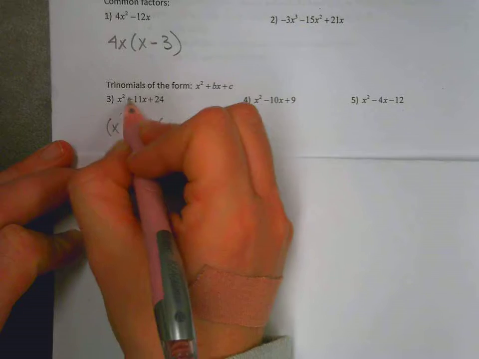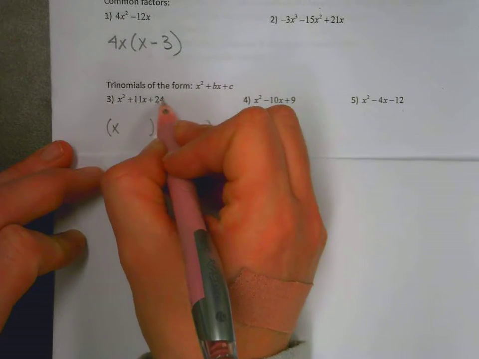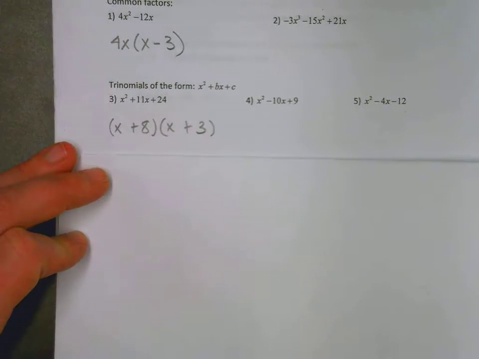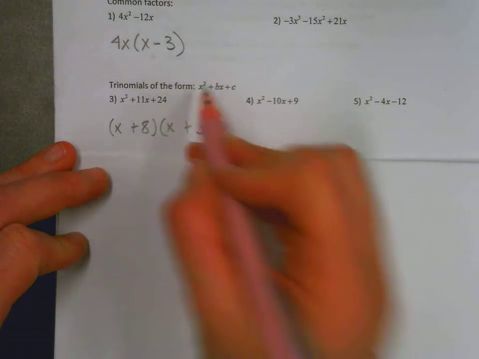Well, the factors of x squared would be x and x. The factors of 24 would be a plus 8 and a plus 3. So that is how you'd factor a trinomial with an a value of 1.